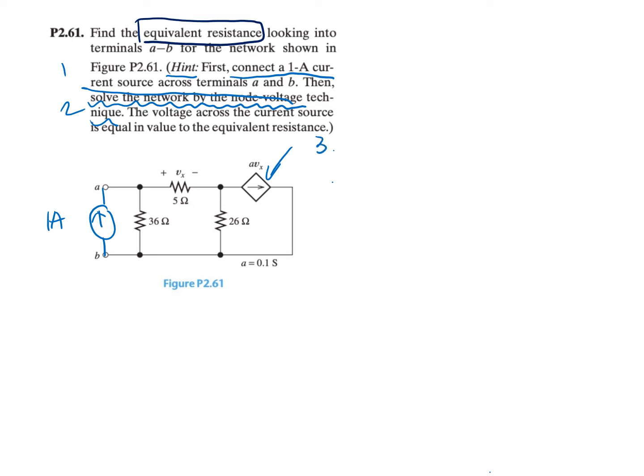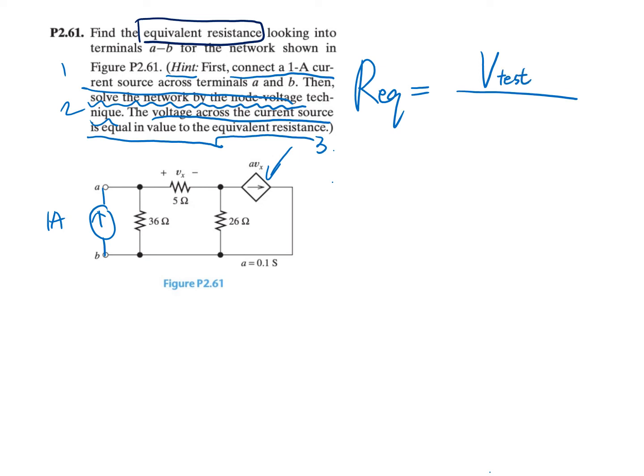And the third step is to know that the voltage across the current source is equal in value to the equivalent resistance. So what this means is that we want to find R equivalent across the terminal A and B, and we introduce a test current of 1 amp value. So we use V test over I test, because here we have a fixed current source, that's 1 amp. So our goal is to find V test to know what this equivalent circuit would look like.